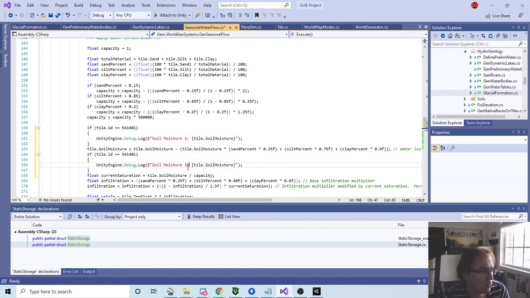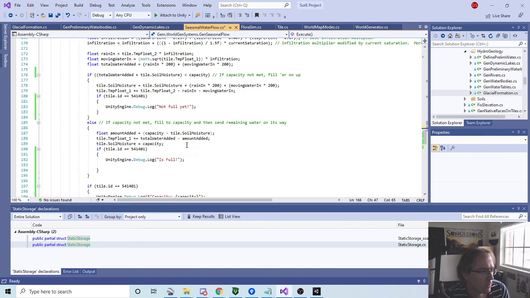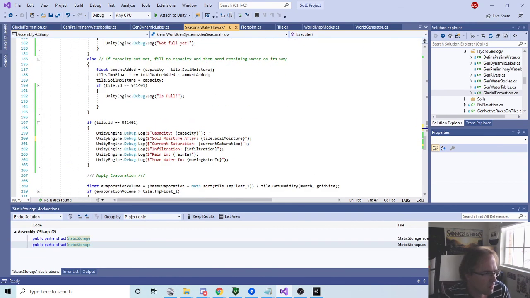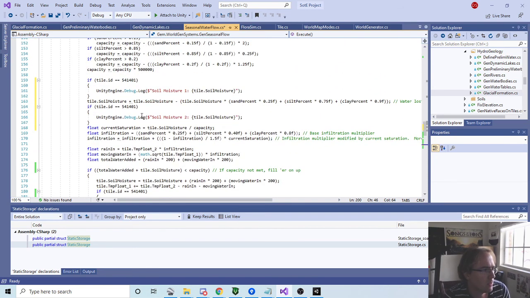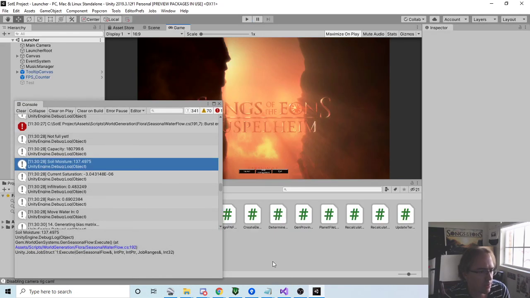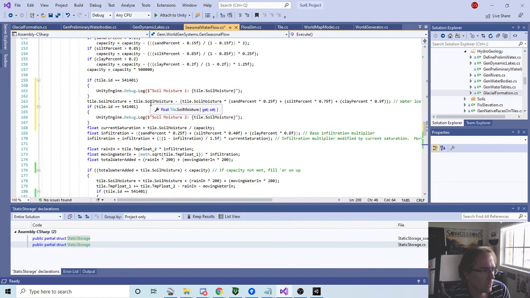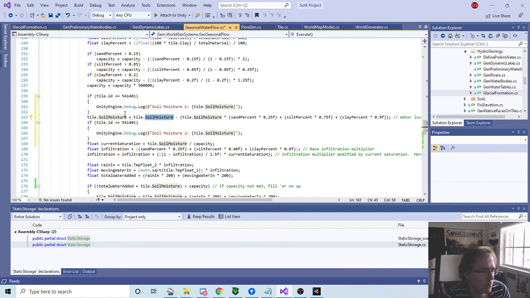Soil moisture 2. And soil moisture 3 at the very end. So we'll also go ahead and log out every time soil moisture changes. And we'll see where it gets worked.